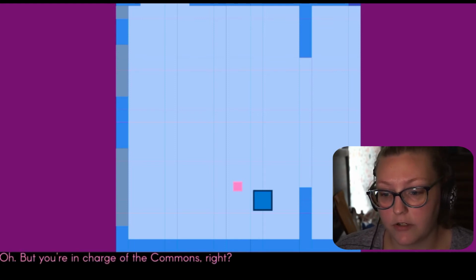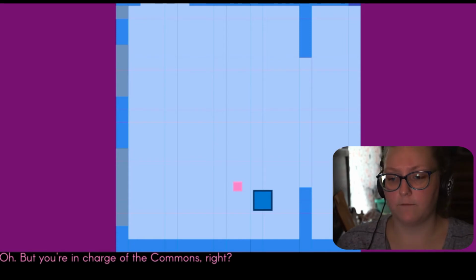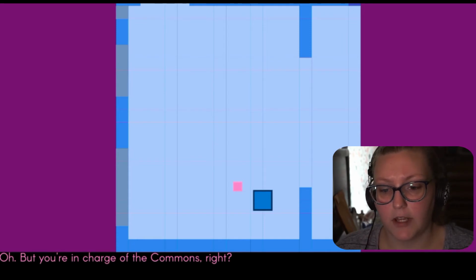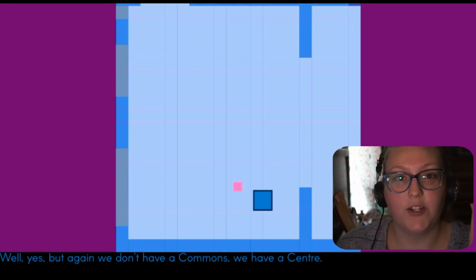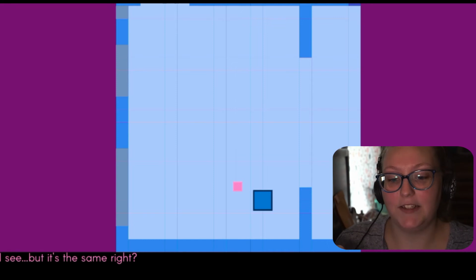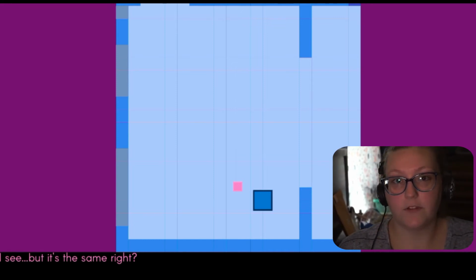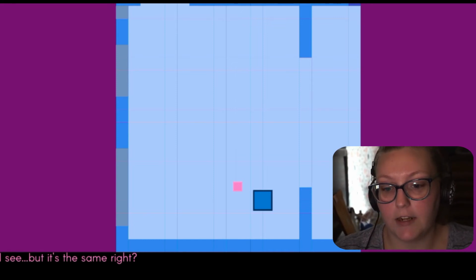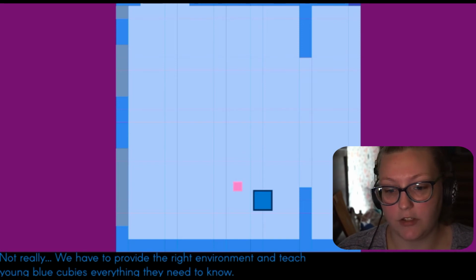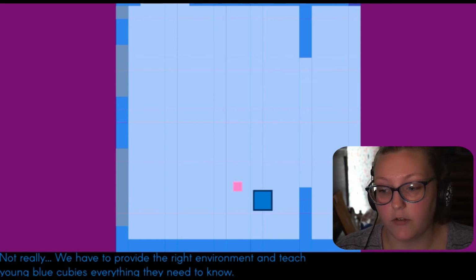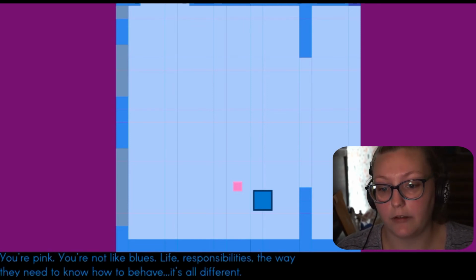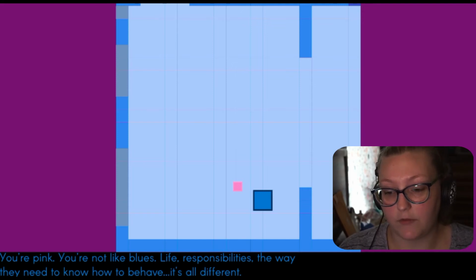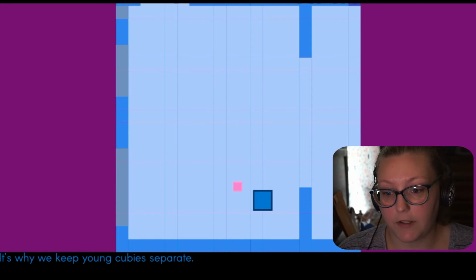Oh, but you're in charge of the commons, right? Okay. Well, yes, but again, we don't have a commons. We have a center. So it's like right Twix and left Twix. It's the same thing. I see, but it's the same, right? Oops, sorry, I kicked my camera. Not really. We have to provide the right environment and teach young blue cubies everything they need to know. It's literally the same thing. So what do blue cubies learn that I don't? You're pink. You're not like blues. Life responsibilities, the way they need to know how to behave, it's all different. It's why we keep young cubies separate.